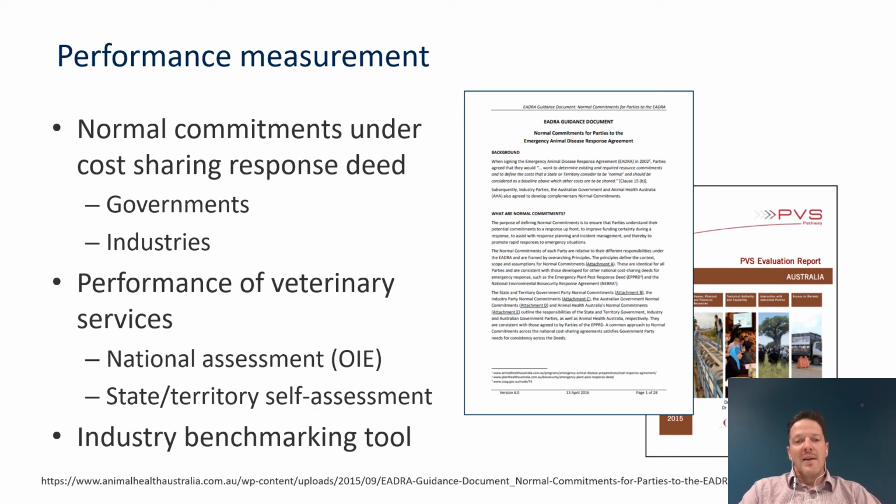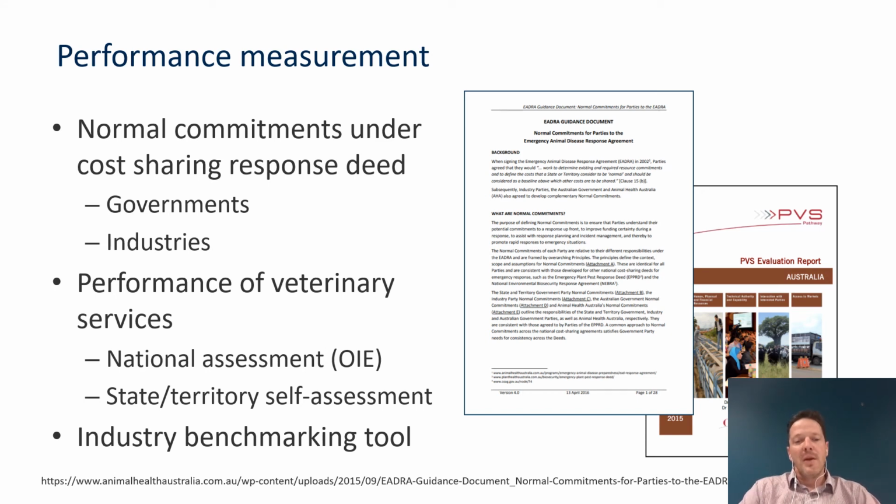So some of the ways that the parties' responsibilities have been assessed under these normal commitments. Firstly, through the Performance of Veterinary Services Framework, Australia undertook a national assessment of our performance of veterinary services by the OIE in 2015, and since then states and territories have undertaken self-assessments under a simplified framework to assess their normal commitments under the deed.